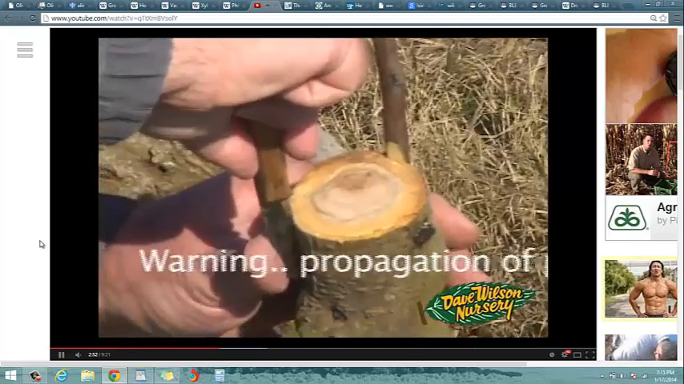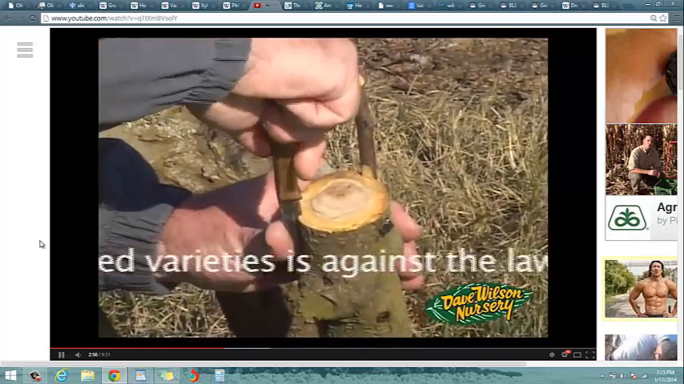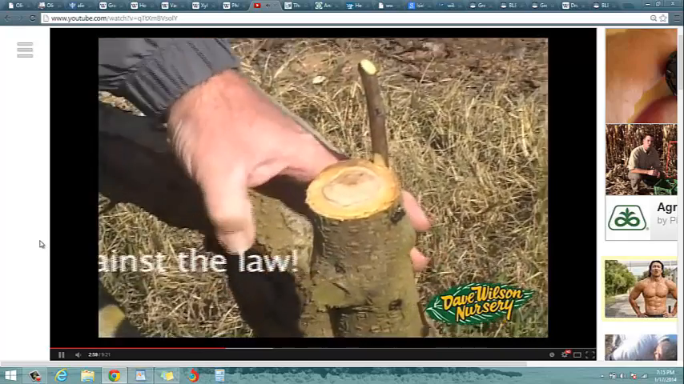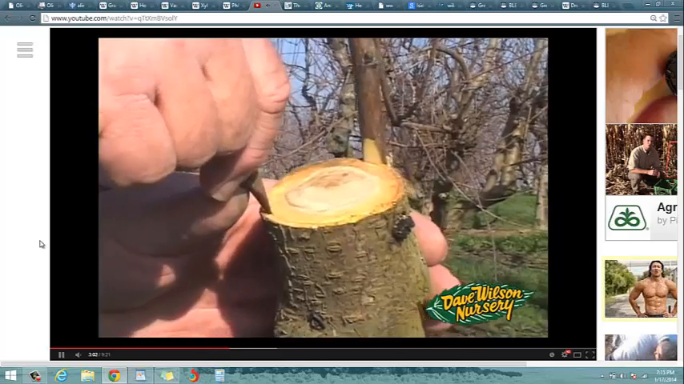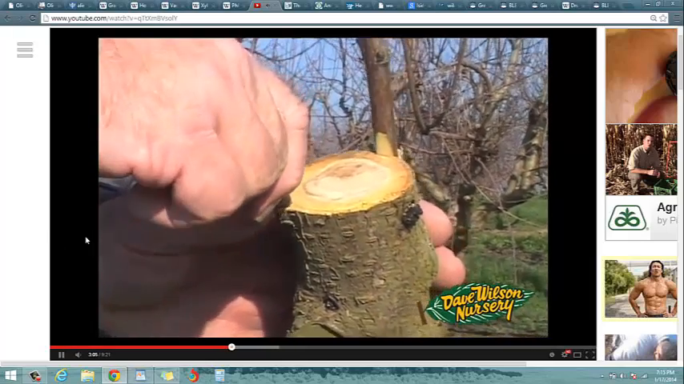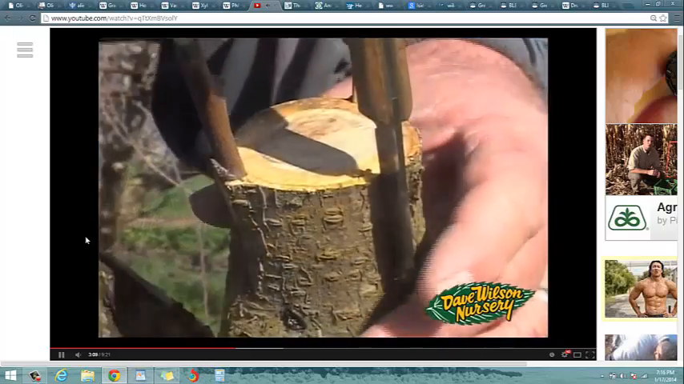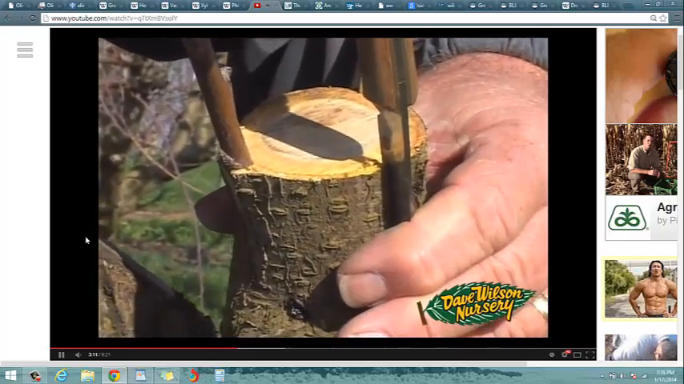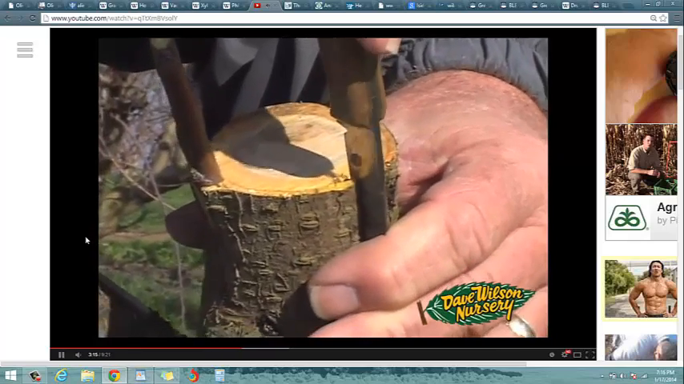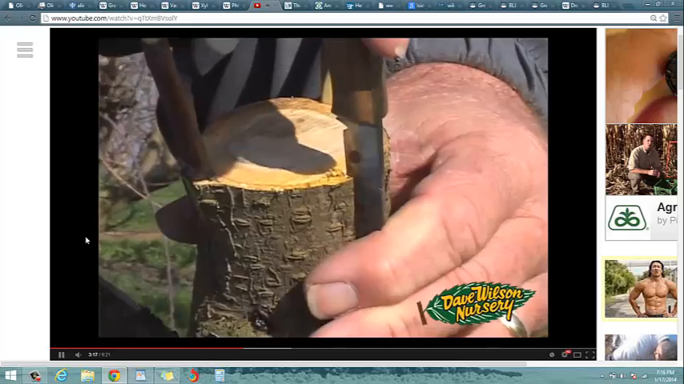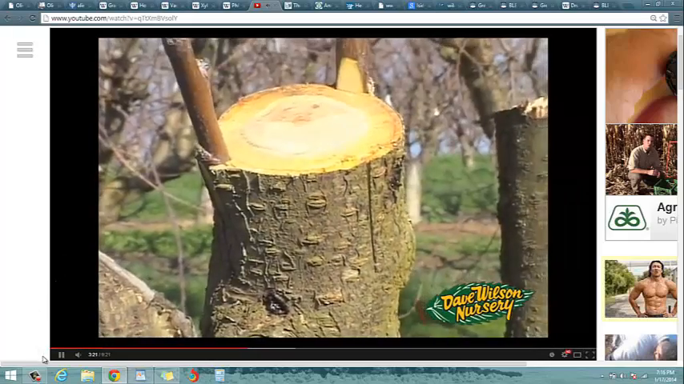Put 3 different grafts or 3 grafts on this one branch. That way if something doesn't take, we've got plenty of backup. With this bark cut, I'm actually just laying my knife in through the bark and then giving it a little bit of a twist so that I can pull that bark out so that that flap moves. So I'm just creating a small pocket that I can slide the scion down into.